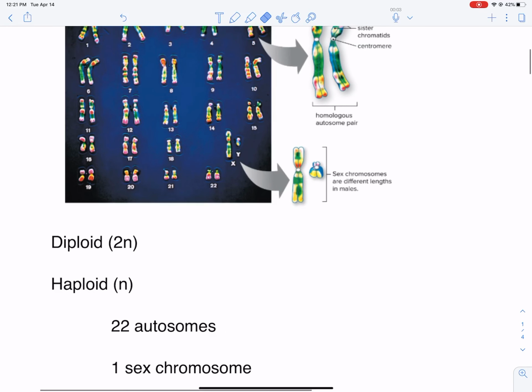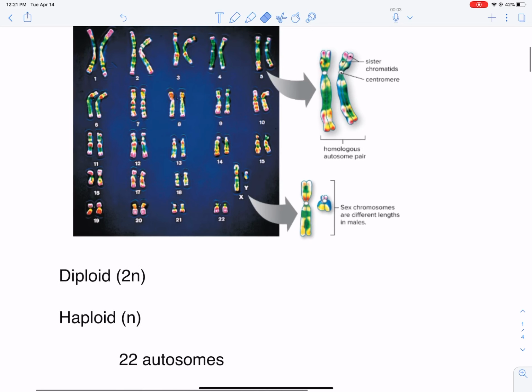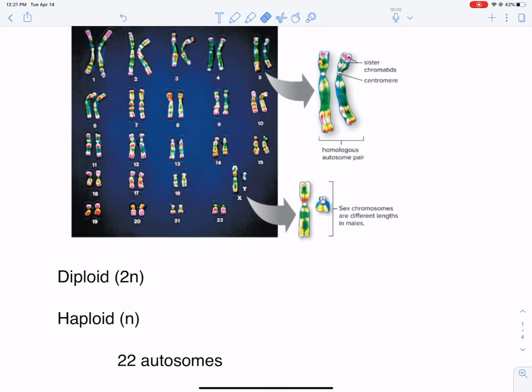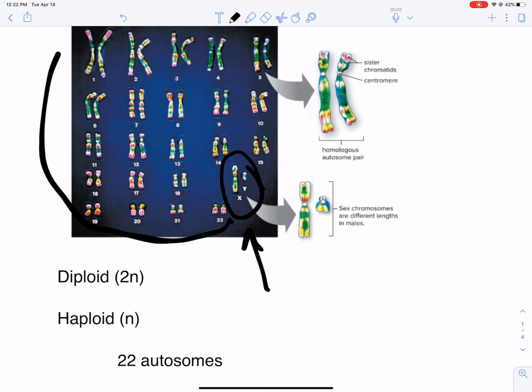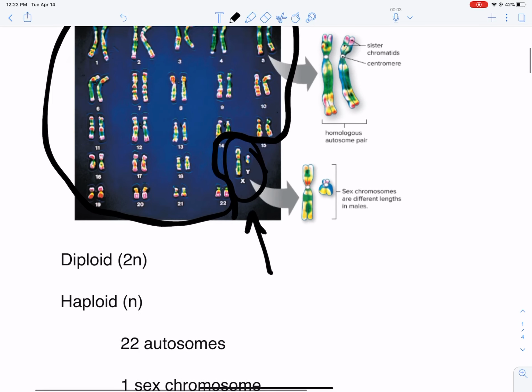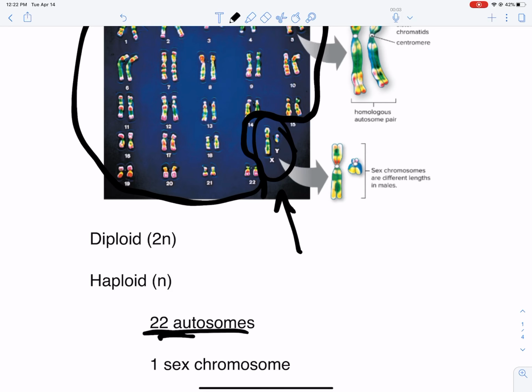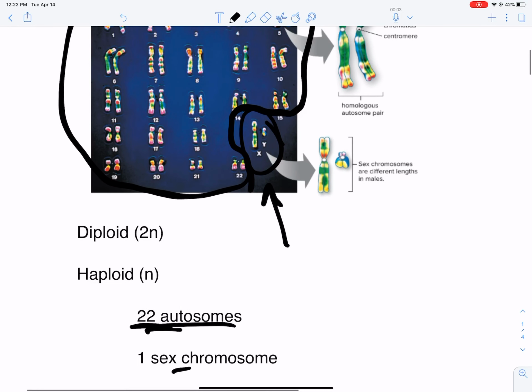What's the difference between a sex chromosome and an autosome? Well, I have 23 pairs as a human. 22 of those are autosomes. One of them is a sex chromosome. This particular person is a male. How can you tell that? Because they have an X and a Y. A female would have 2 X chromosomes. All the other 22 chromosomes would be autosomes. Only one pair is a sex chromosome.